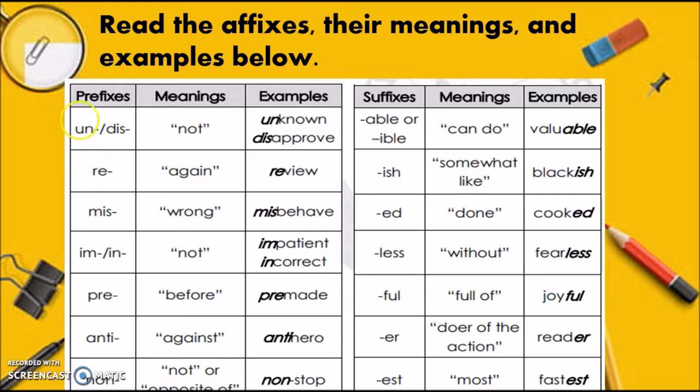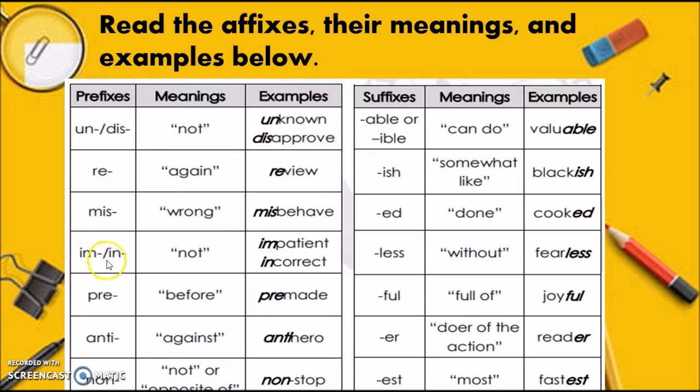Prefixes, we have un or dis. Un or dis meaning is not. Examples, unknown or disapproved. Next is re, means again. Ang re, ibig sabihin ay again. Example, review. Mis, meaning is wrong. Example, misbehave.